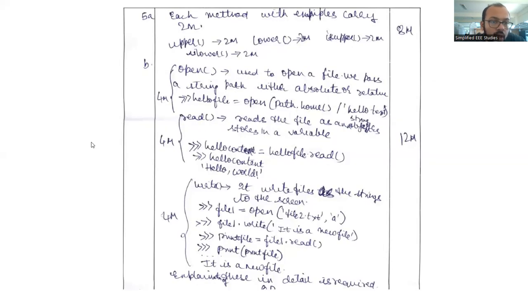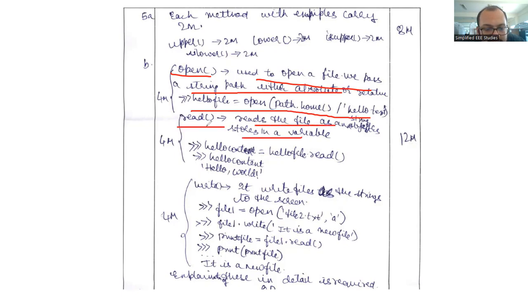So look at this, how to answer. If I talk about question number 5B, it's very clear. Open is used to open the file, then path, absolute and relative path. So you can identify open path or path home, then read. Read the file. These are the things you need to add. Then how to read and write, that is most important.